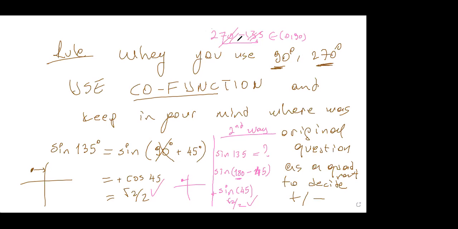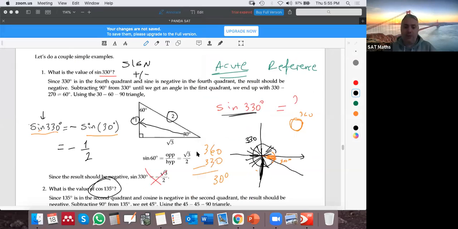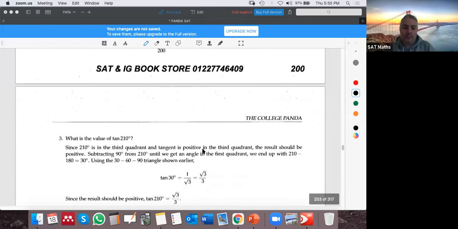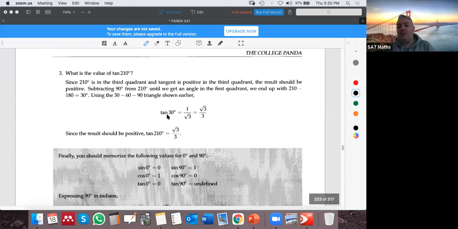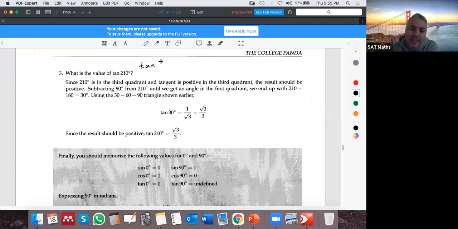Yes, sir. Okay. So if no question, let me go back to the Panda book again. So let us solve some questions. Tangent 210, for example. Let me explain here one more time. Tangent of 210, isn't it equal to 180 plus 30? What do you think? Yes, no?